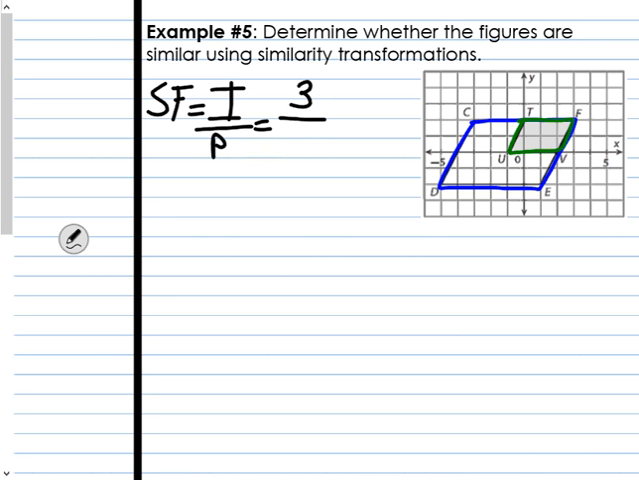What is the length of CF? Its corresponding side. CF is 6. So it looks to be that it was dilated by half. It was cut in half. So I'm going to write that down as my scale factor.